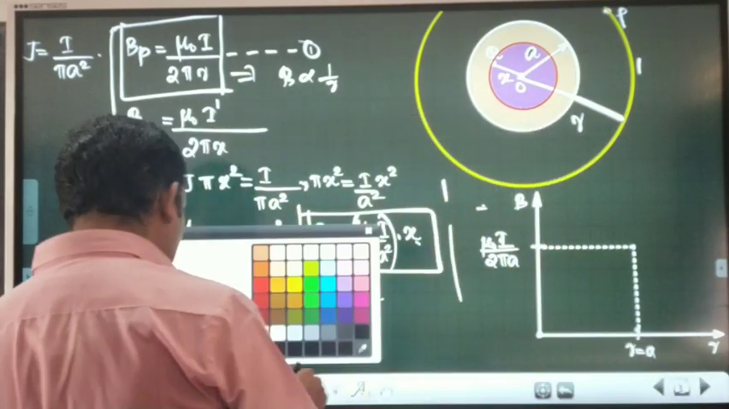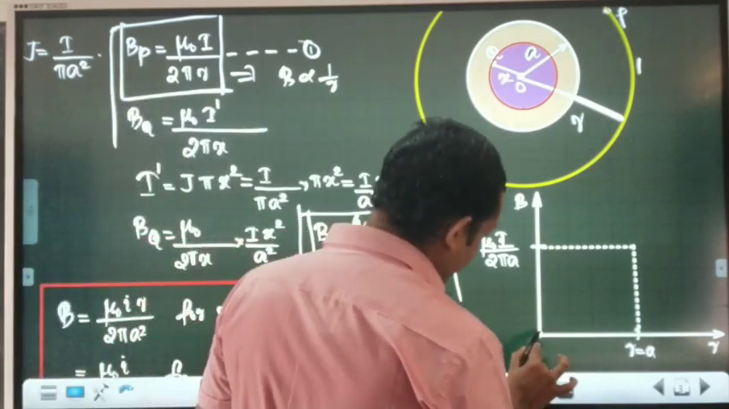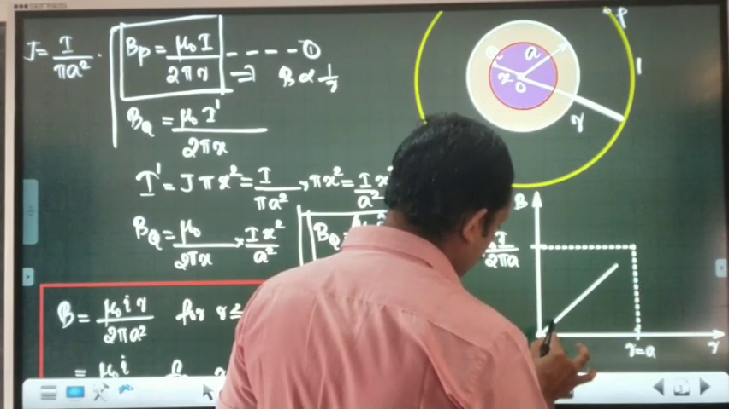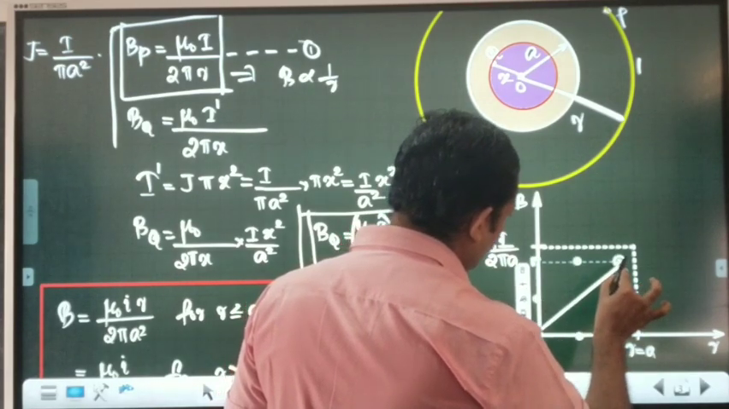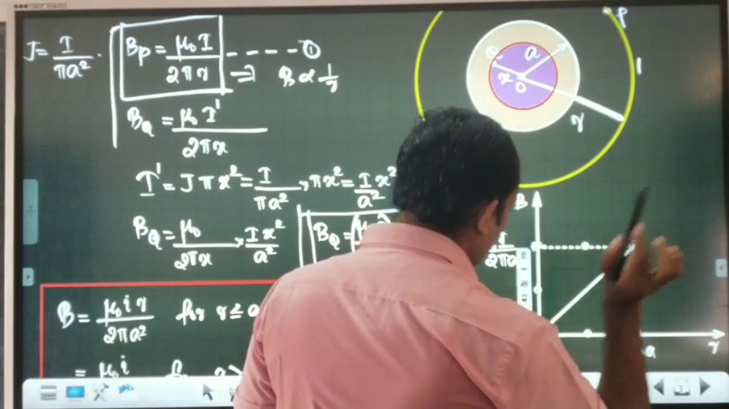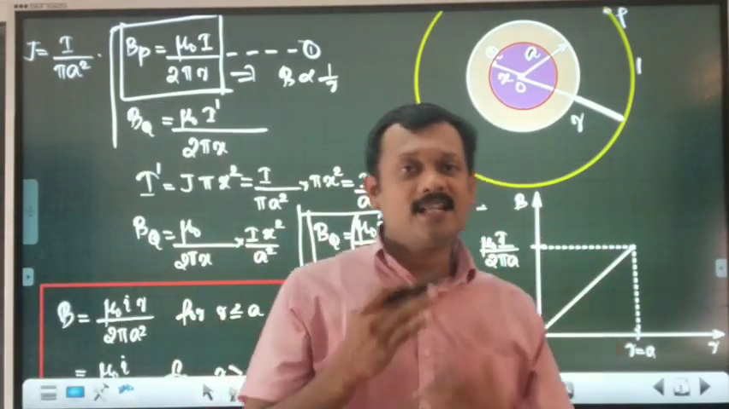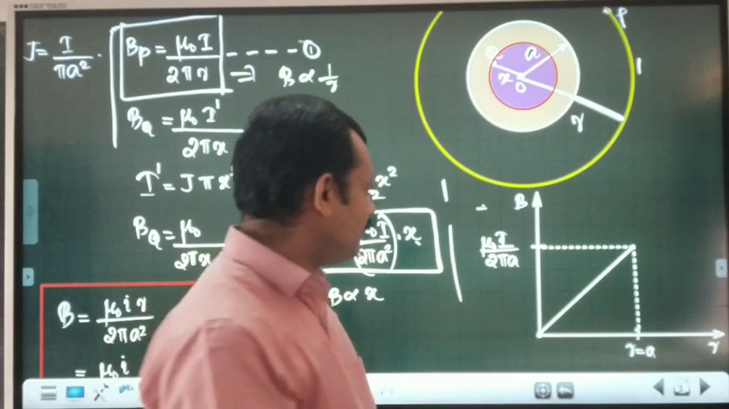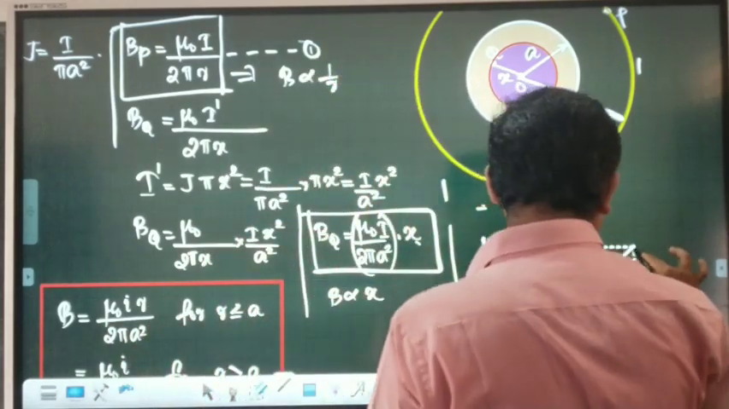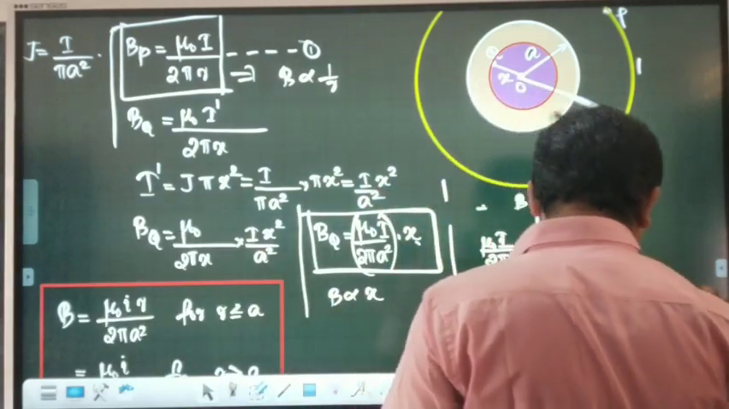For points inside, the graph is a straight line because B is directly proportional to x. Here I have replaced x with R. Here B is directly proportional to R. So for every point inside, the magnetic field is directly proportional to R. And for points outside, B is inversely proportional to R. The shape of the graph here is a rectangular hyperbola.